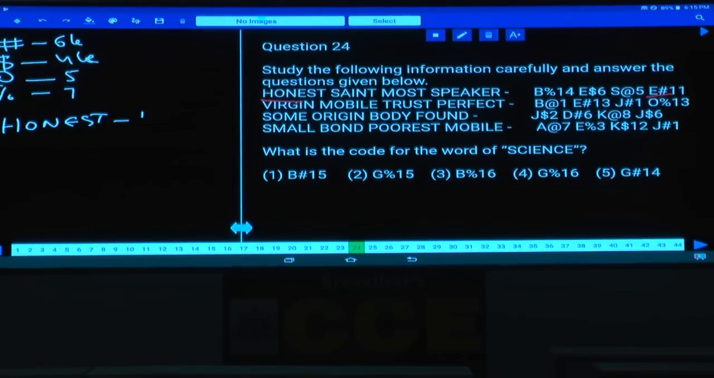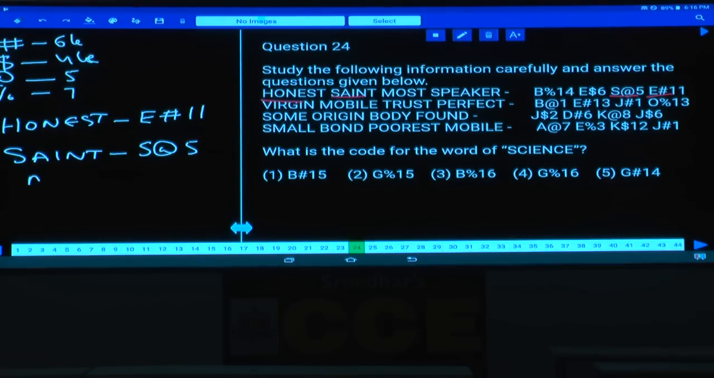Tell me here, E hash and 11. And next one, what is the code to the word SAINT? SAINT is a 5 letter word, and the code to this word is 5, so it is S at the rate of 5. Next one, S at the rate of 5. And honest, SAINT, and what is left over here?